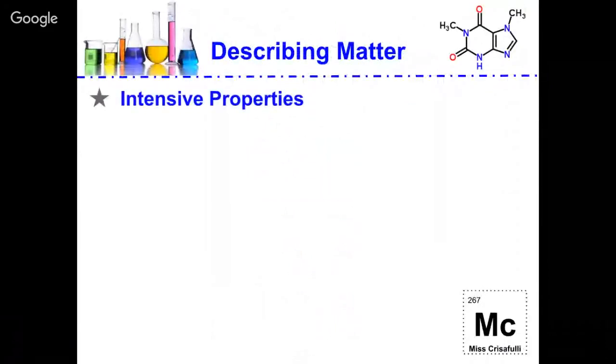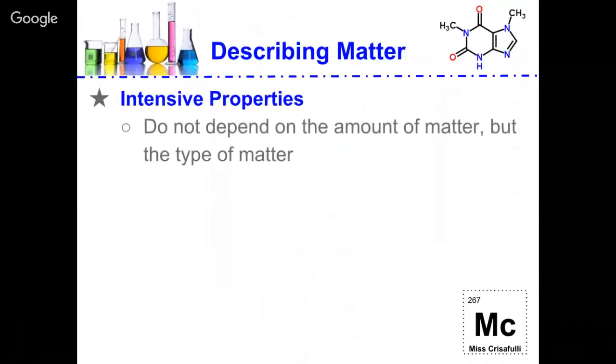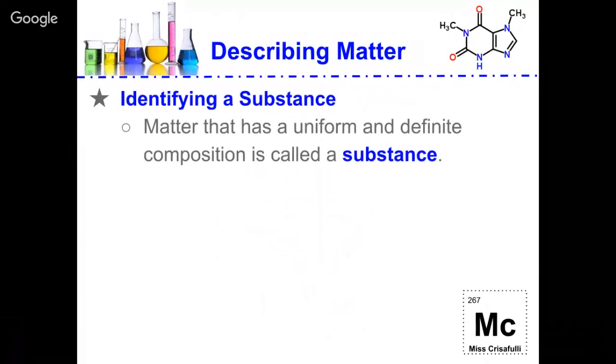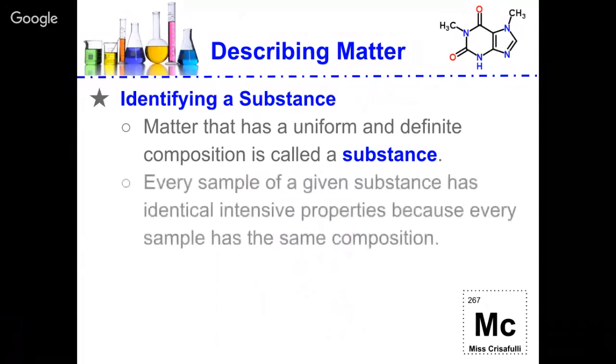Now let's talk about intensive properties. These do not depend on the amount of matter, but the type of matter. So intensive properties would be something like odor or color, absorbency. Now let's talk about how we identify this substance. Matter that has a uniform and definite composition is called a substance. Every sample of a given substance has identical intensive properties because every sample has the same composition.